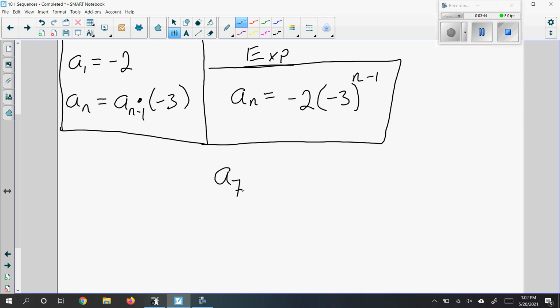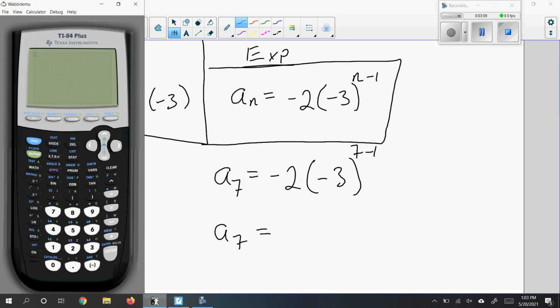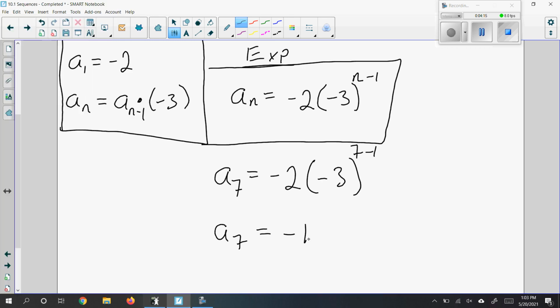So in this case, n is 7. So the seventh term in the sequence is -2 times -3 to the power 7 minus 1. And so we can do this in our calculator. So the seventh term in the sequence is -1458.